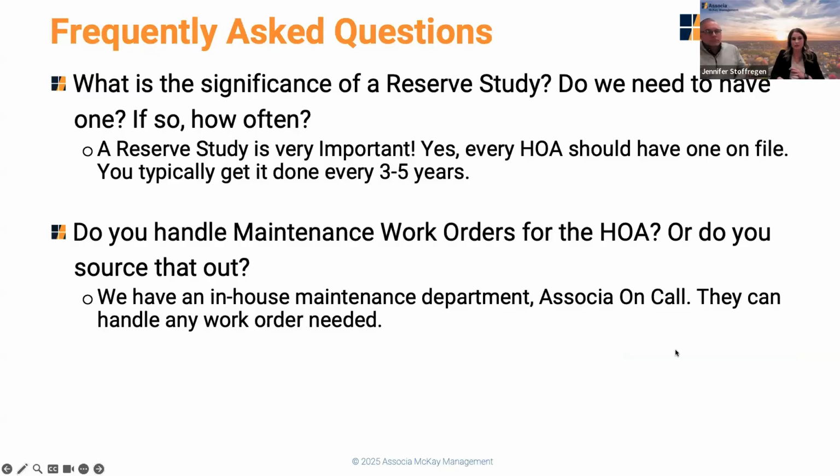Okay, some frequently asked questions that we typically have in regards to the reserve study. We touched on this a little bit before. Reserve study, the significance, do we need to have one and how often? You absolutely 100% need to have a reserve study. I will preach this until the end of time. This is my biggest pet peeve: please have a reserve study.